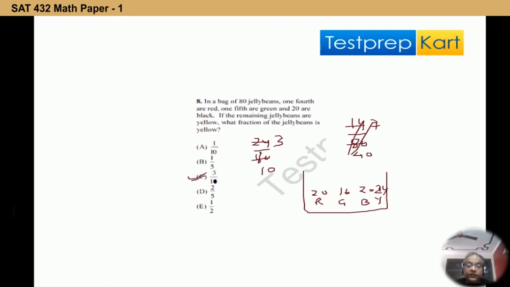Here you just look at it. There are total 80 jelly beans and 20 are red, 16 are green, 20 are black. So the remaining 24 are yellow, right? And 24 are yellow means your total fraction will be 24 divided by 80, which gives you 3 by 10, and that's option C.